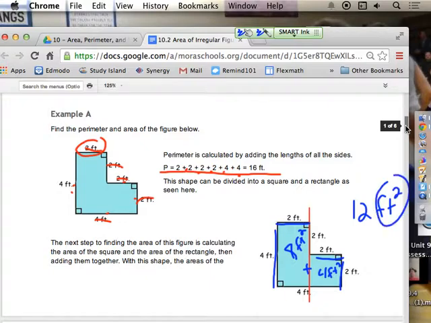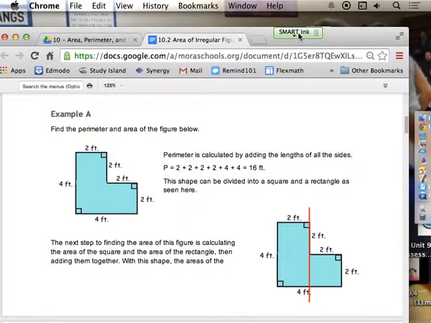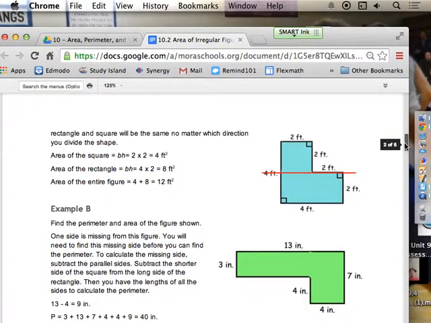Remember, the label doesn't change when we add. This same problem could have been done the other way. If I would have divided it like this, I would now have a length of 4 and a width of 2. This would be 8 feet squared. And this would be 2 by 2, which is 4 feet squared. Same answer. 8 plus 4 is 12 feet squared. You can see that's what they did right here. They showed that example.